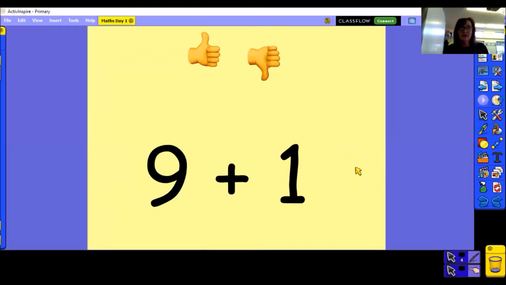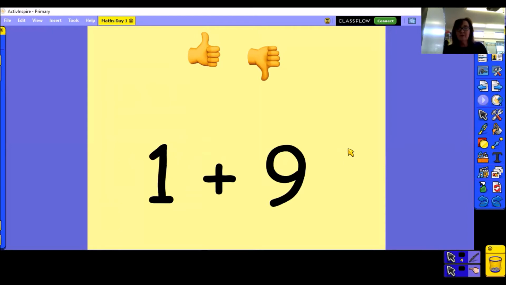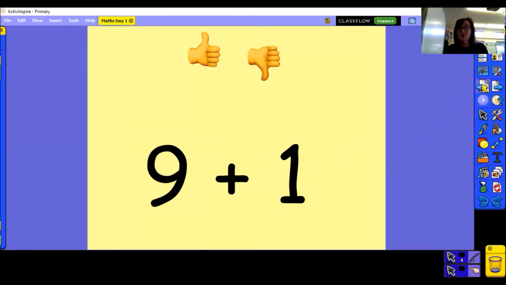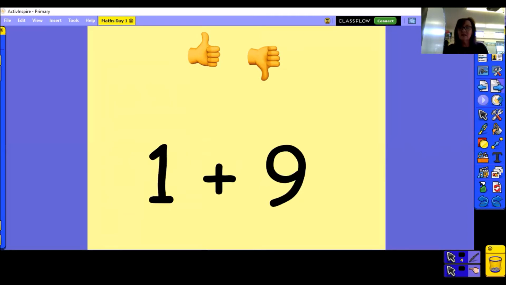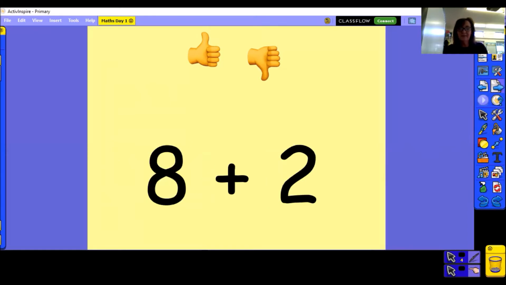I would like you to do a thumbs up or a thumbs down if you think that the sum of these two numbers makes 10. Let's have a look. 9 add 1. Can you show me thumbs up or thumbs down? Do 9 and 1 make 10? Yes, they do. What about this one? Now on the slide before we had 9 add 1 and we know that that makes 10. So what about this one where we've got 1 add 9? What do you think? Yes, it makes 10.